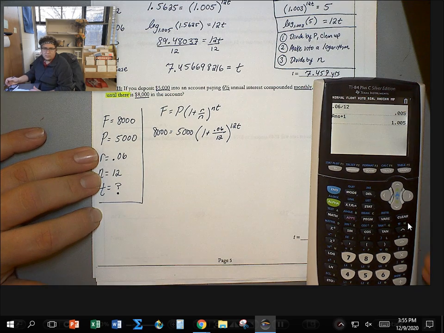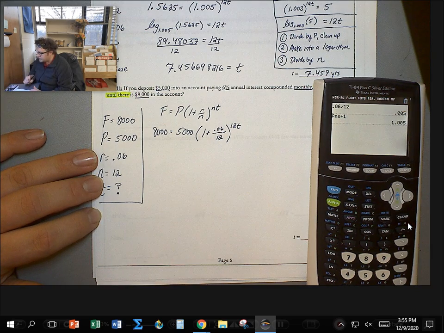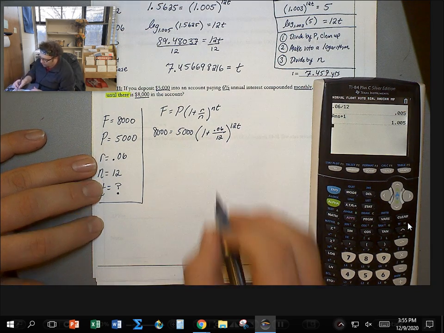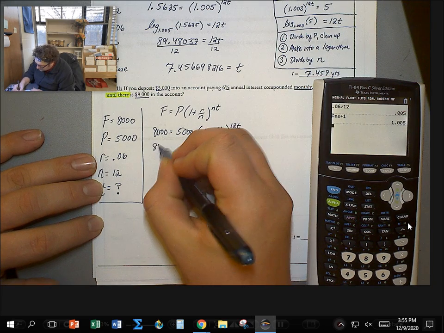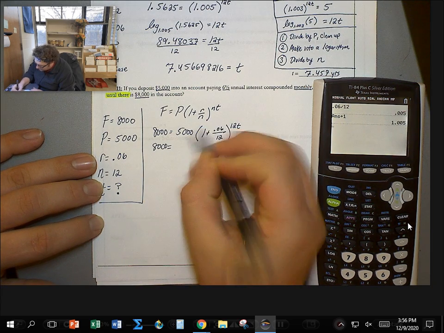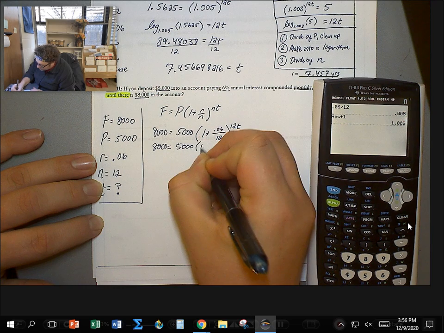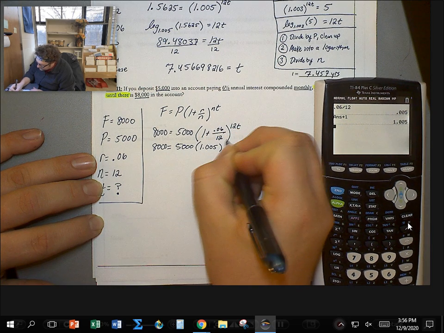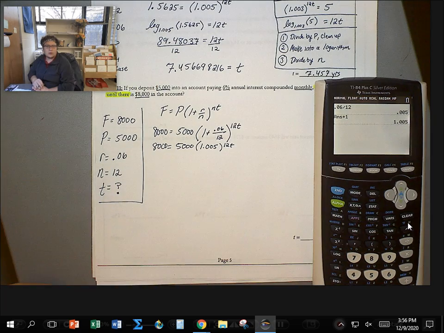So on my next step of my work in my rewrite, I'm going to change that parenthesis value to 1.005. So we got to write, need another 0.5 grand times 1.005, and that is to the 12t power. So that's our second line of work.